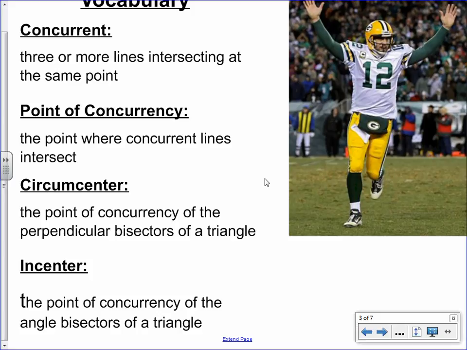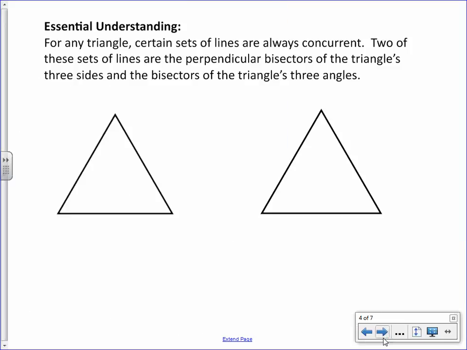All right, make sure you have those all down, and we're going to put those into context and see how we can use those now. So, starting us off, this is something you need to know. It says for any triangle, certain sets of lines are always concurrent. Two of those sets of lines are the perpendicular bisectors of a triangle and the bisectors of the three angles. So when I say that, I mean if I'm taking each side and bisecting it, so it needs to be a perpendicular bisector. They will intersect at the same point.